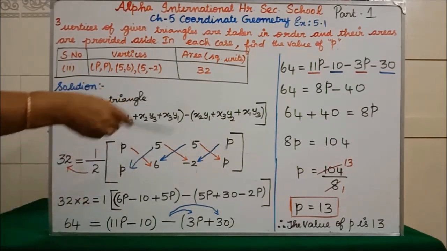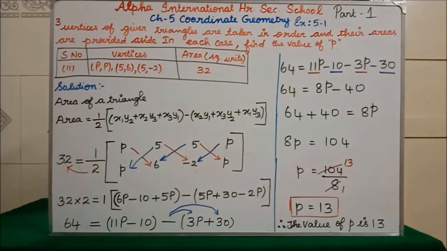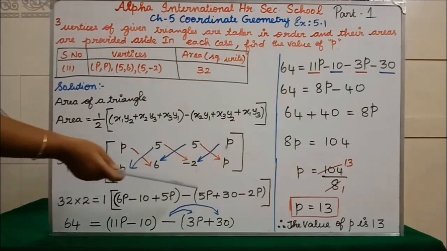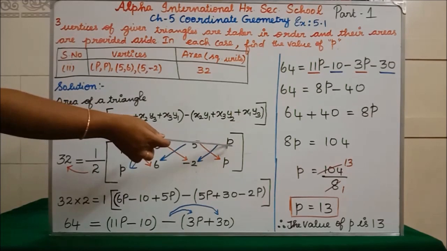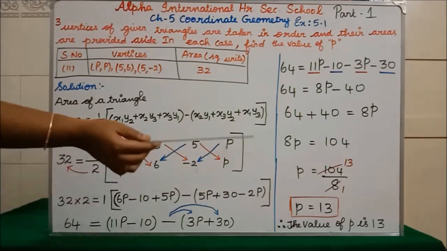Now if you see, 5 into p is 5p. Since we are coming in the opposite direction, we write the common factor outside. Commonly 5 we are writing outside. 5 into p is 5p. 5 into 6 is 30. P into minus 2 is minus 2p. Clear students? Next, 32 into 2 is 64. 1 into everything is the same only.